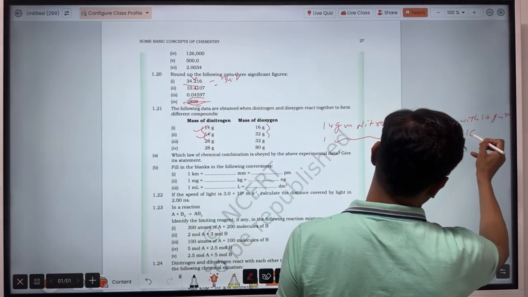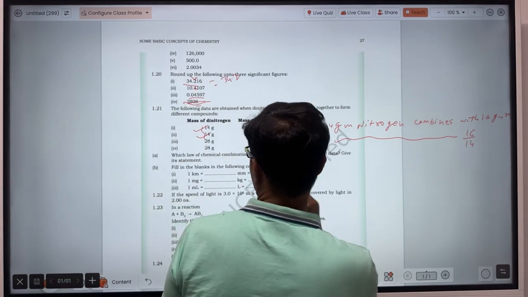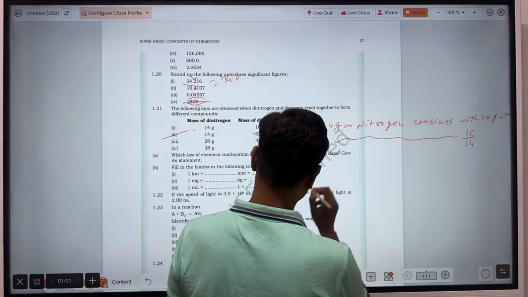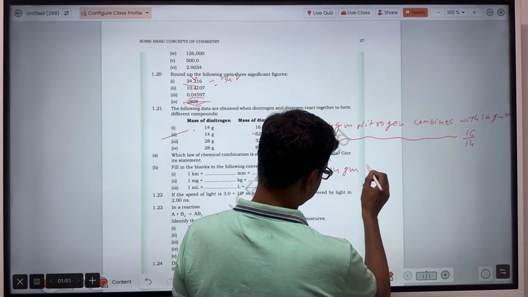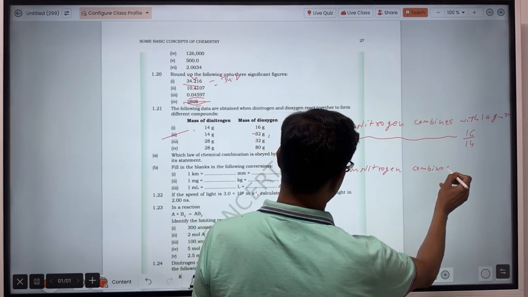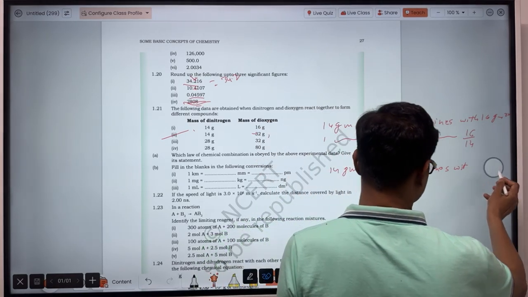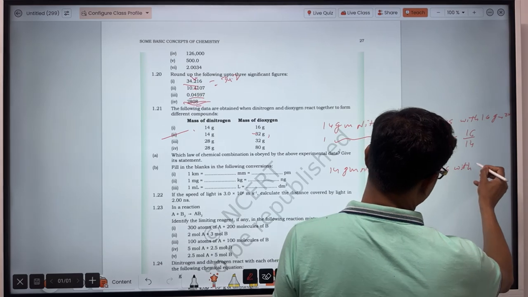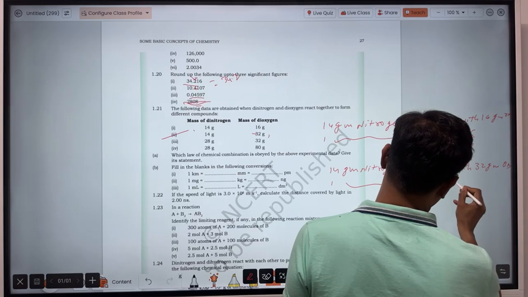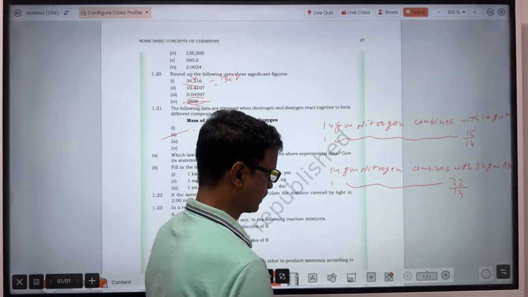So 1 gram will combine with how much? 16 upon 14. And in the second experiment, the same 14 gram nitrogen combines with 32 gram oxygen. So 1 gram combines with how much? 32 upon 14. So whether this upon this is a simple whole number ratio or not, that you have to find out.